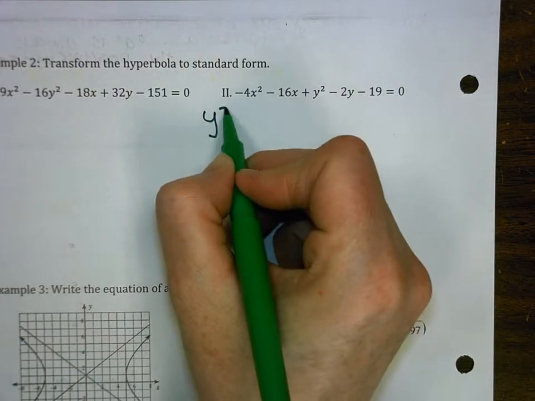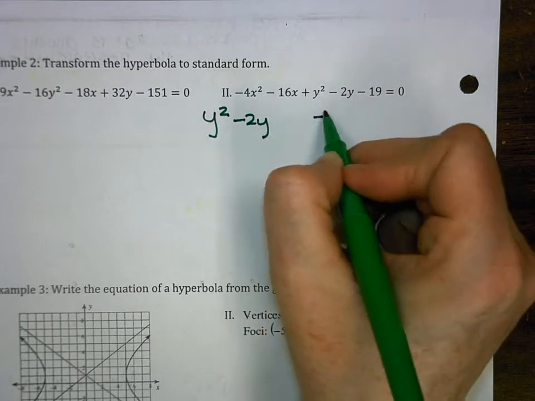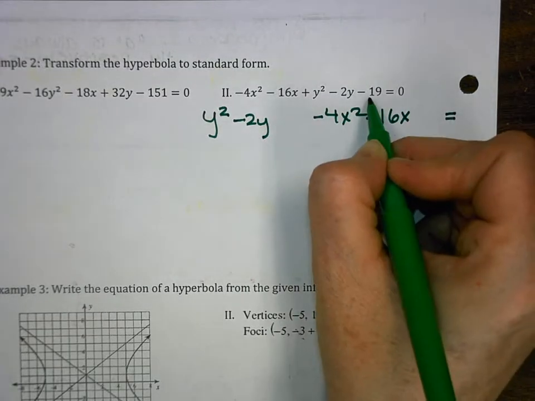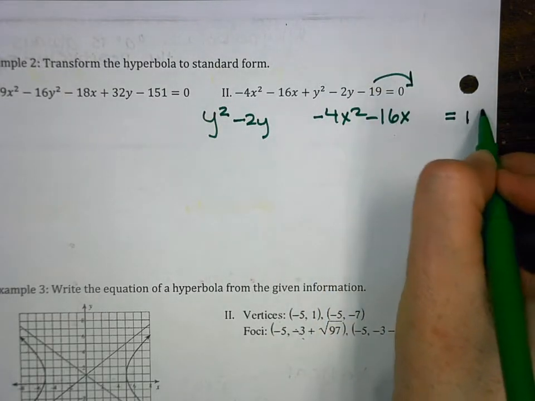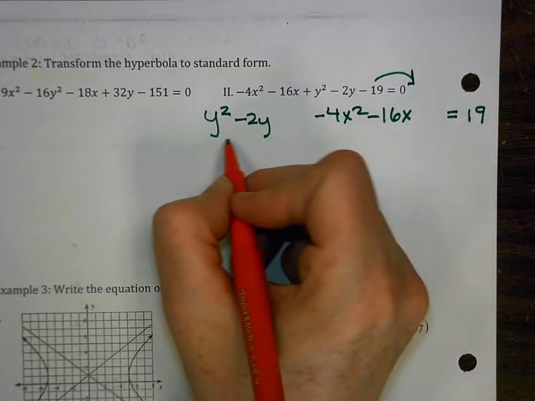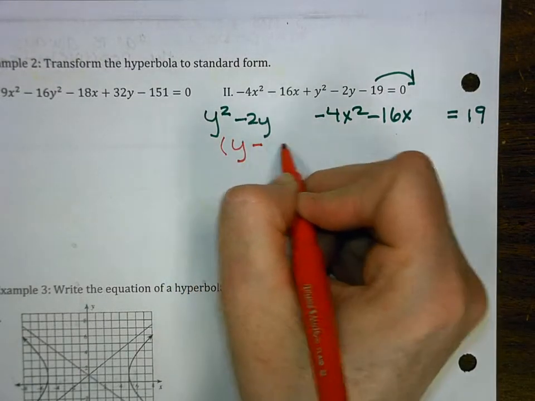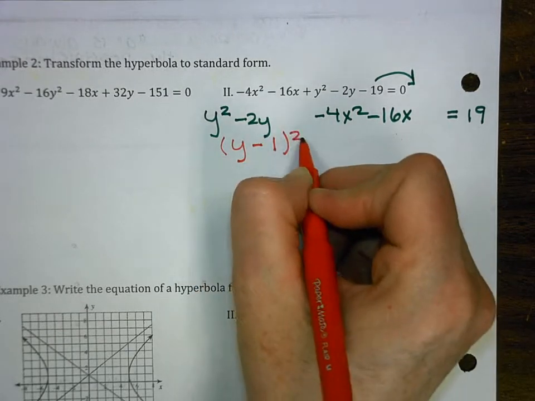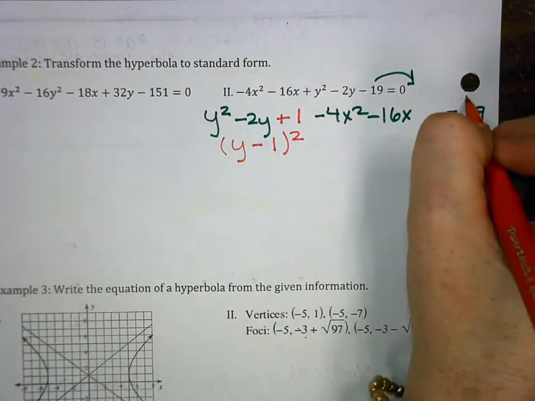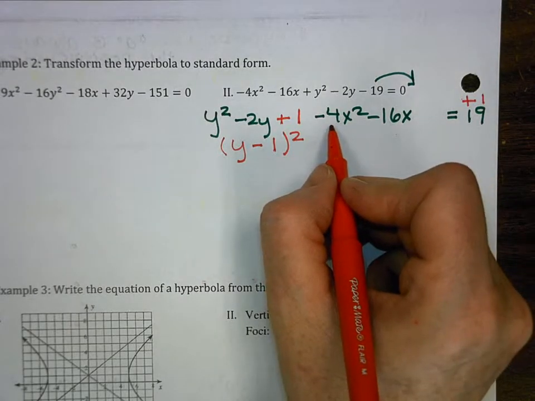So problem number 2, we want to put the positively squared term first. Y squared minus 2y, leave a space, minus 4x squared minus 16x, leave a space, equals, move the constants to the other side, 19. Add them to both sides. So now I'm going to complete the square. And I say, what is negative 2 divided by 2 squared? It's y minus 1. What is negative 1 squared? Plus 1. Now, if I add it to the left, I'm going to add it to the right.